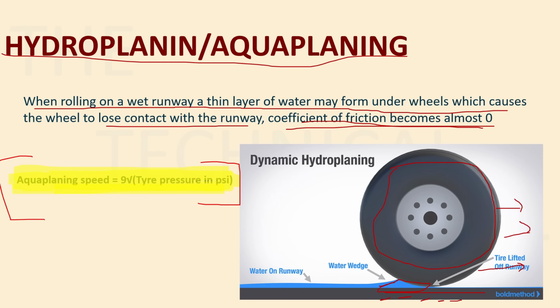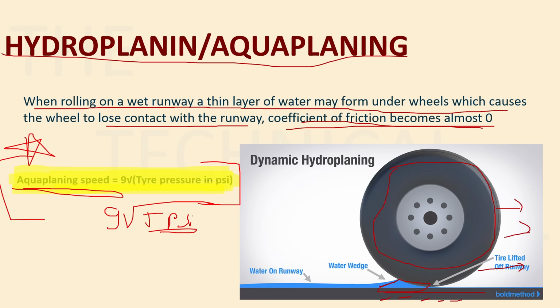And you also have this aquaplaning speed formula. It's just 9 times the square root of your tire pressure in psi. So you need to write your tire pressure in psi, take the square root, and multiply by 9. This will give you the aquaplaning speed. This is again very important for your exams. You need to remember this, right?